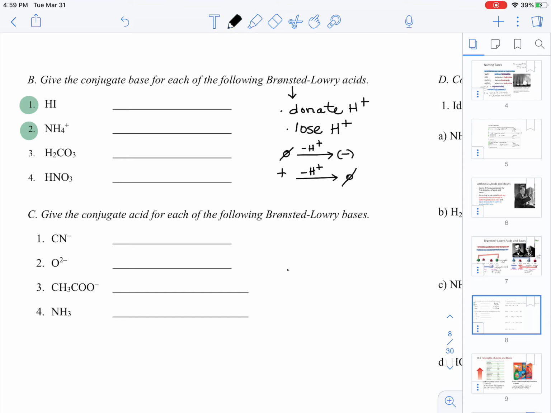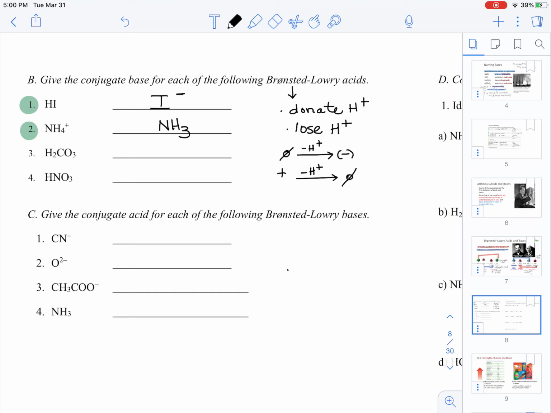So, HI, as you can see, is a neutral molecule. When it loses an H plus, in other words, donates an H plus, we are going to form its conjugate base, which is going to be the iodide ion. For NH4 plus, as you can see, this is a positive molecule. When this positive molecule loses an H plus, it is going to go from 4 hydrogens to 3 hydrogens. And because it lost a positive charge, it is going to go to neutral.